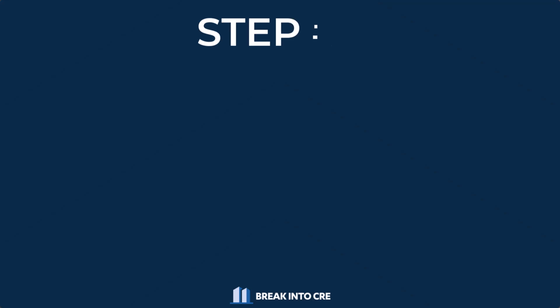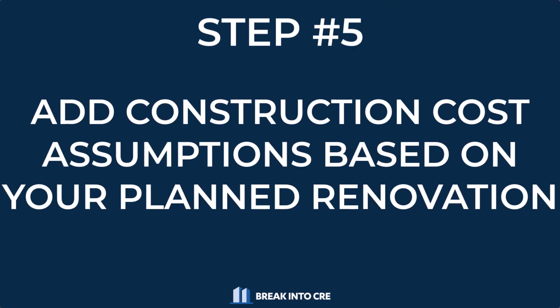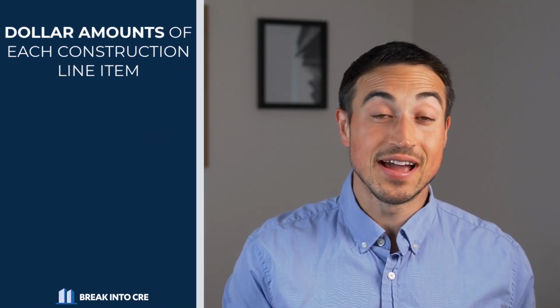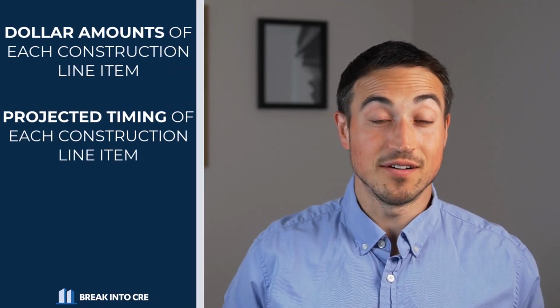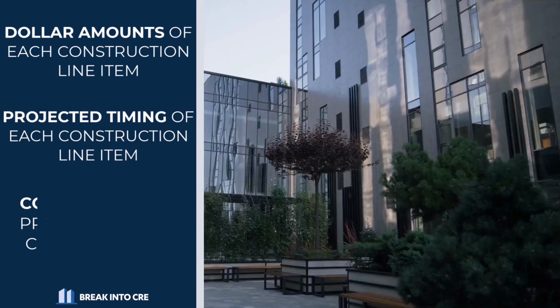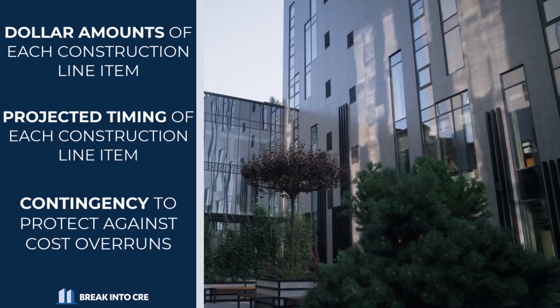Now, once you have your operating expenses dialed in, your capital expense assumptions are next, with step number 5 in this process being to add construction cost assumptions on the deal you're analyzing. These are generally going to be relatively simple in an initial property underwriting, but these should include the amounts of each line item, the projected timing of each cost, and usually a contingency percentage on top of these projections.